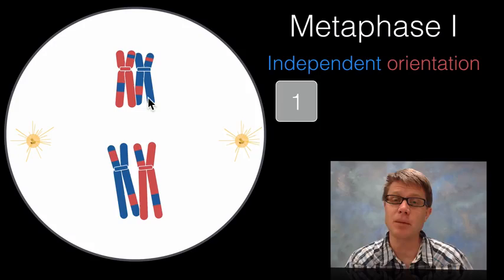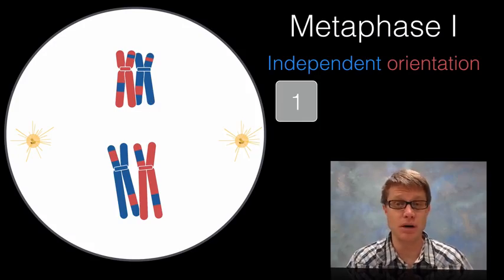If we keep watching what happens next, we then go into metaphase 1. What's happening in metaphase, you can see that they're all lining up or meeting in the middle of the cell at what's called the metaphase plate.